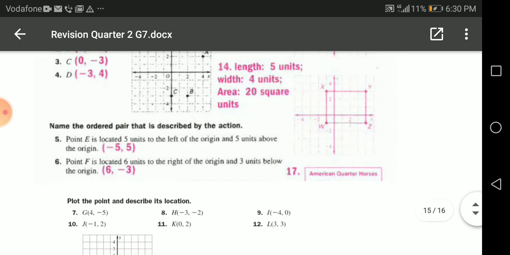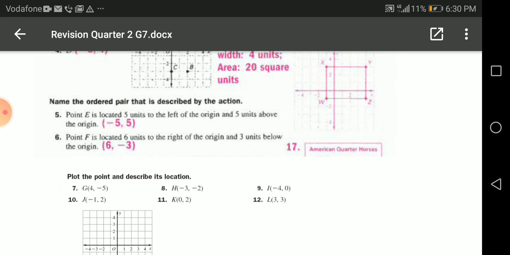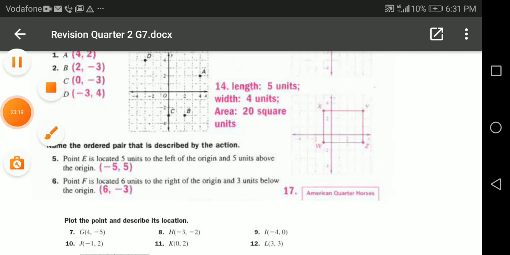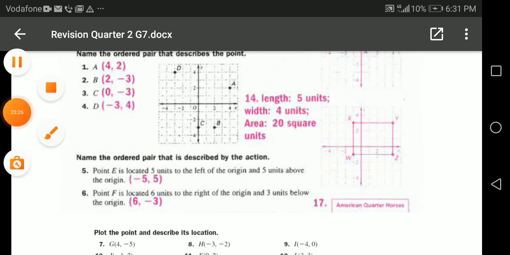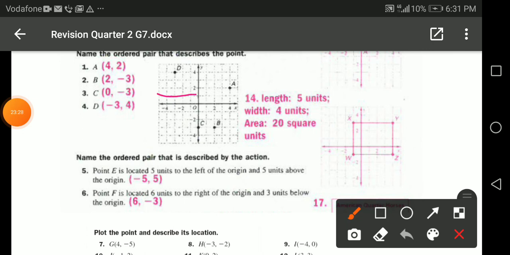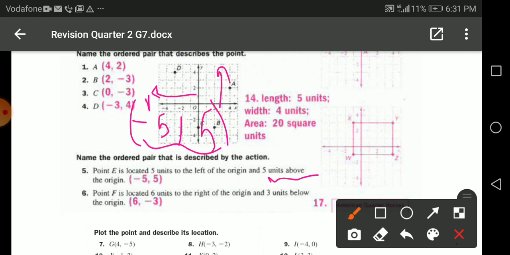So I will ask you another question. Point E is located 5 units to the left of the origin, and this is very easy too. Where is the left of the origin? Okay, this side. 5 points to the left of the origin, so it will be negative 5. And 5 units above the origin. So go up 5 points, so it will be 5. So negative 5 and 5.